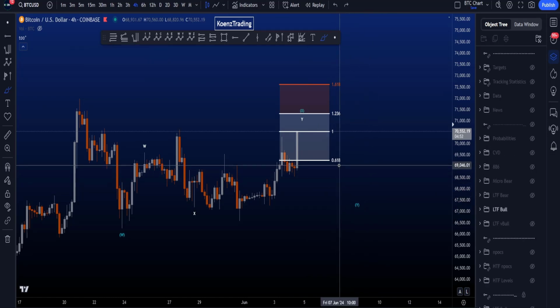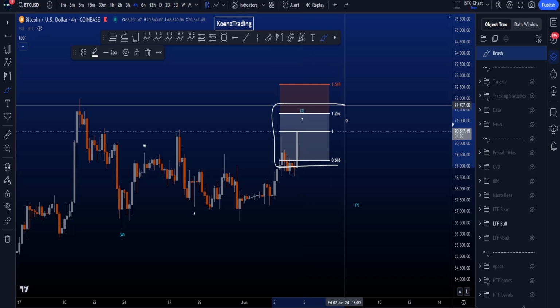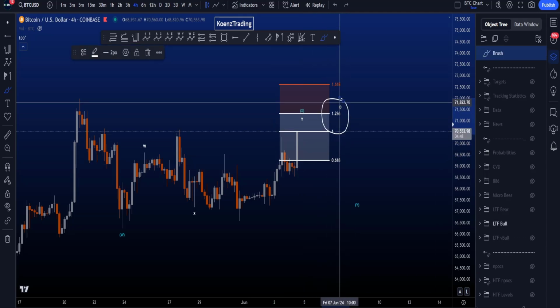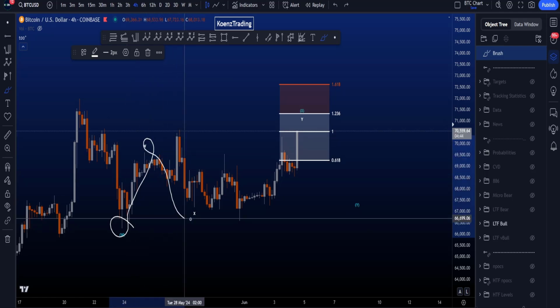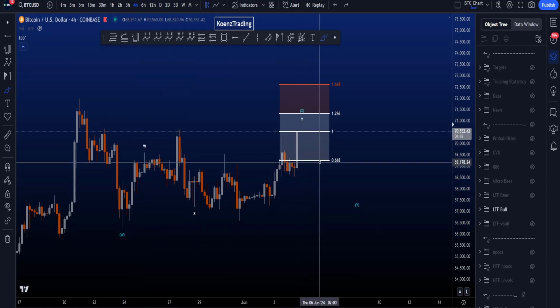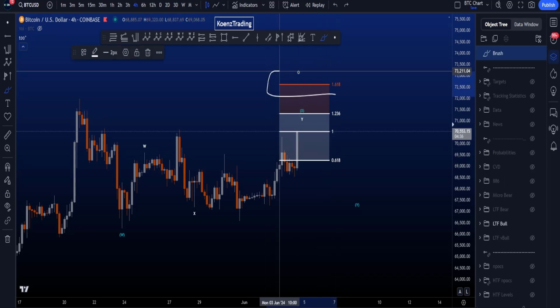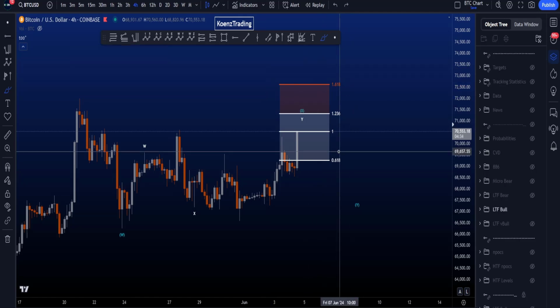The common target area for your wave Y in white is between the 0.618 and the 1.236 trend-based wave extension, taken from the low to the high of W to the low of wave X, giving you a target area between 69.3k and 71.4k. The 1.618 is an uncommon target for your wave Y, all the way at 72.6k.